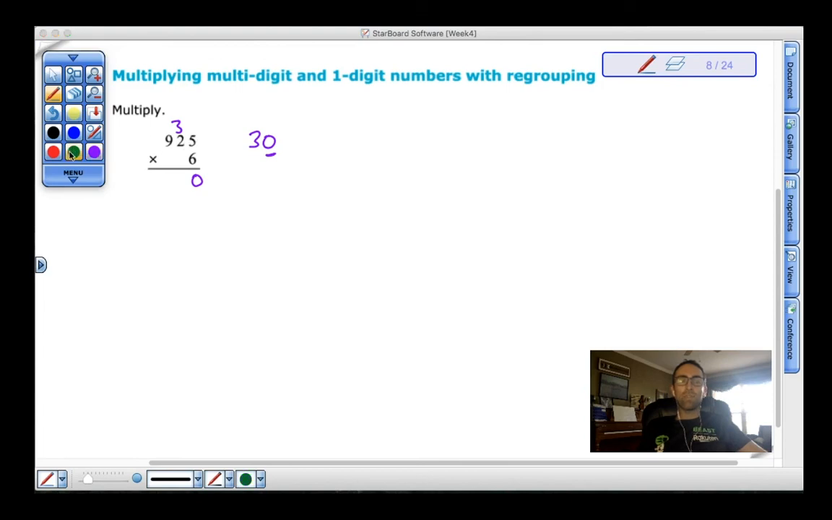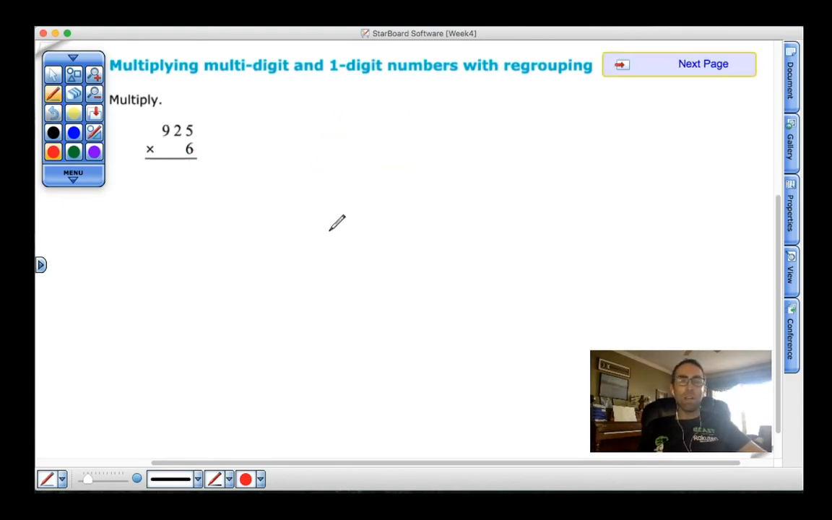6 times 2, I get an answer of 12. So I put that 12 down. 12 plus my 3, I get an answer of 15. So I'm going to take this 5 and I'm going to bring it down on the bottom. And I'm going to carry my 1 up onto the top. I then have 6 times 9, which we have an answer of 54. And if I take that 4, I still have to add that 1 that's up on the top here, so I add 1 to it and I get 55. So 55 is what's going to come down on the end. So I have an answer of 5,550.